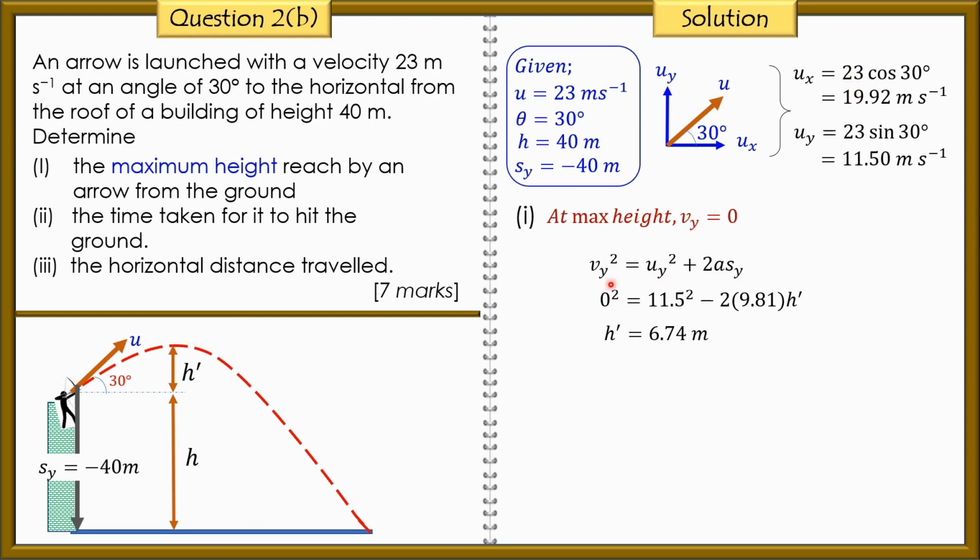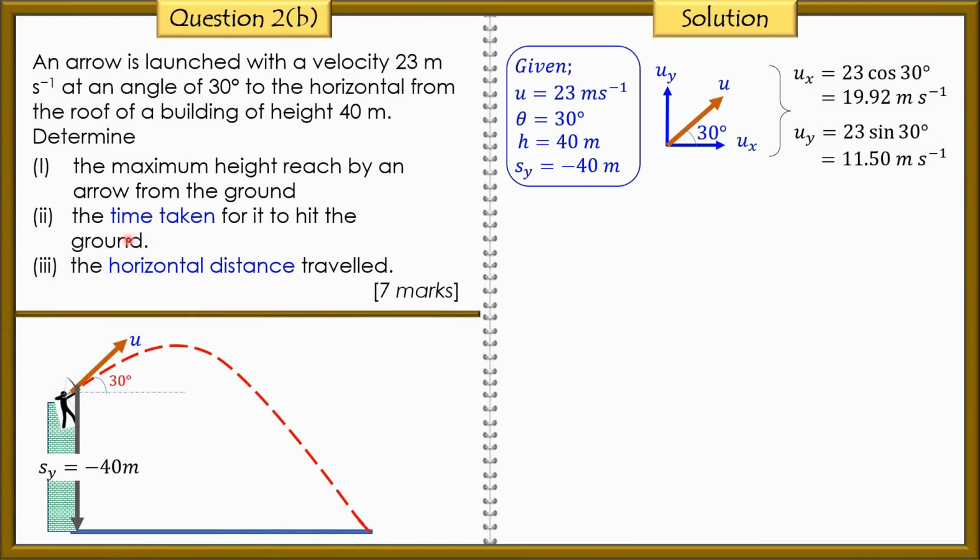Because we know Vy and we want to calculate h prime, we can use the equation Vy square equals Uy square plus 2 a Sy. Our Vy at maximum height is equal to 0. Uy that we calculated earlier is 11.5, squared, minus 2g times h prime. If you calculate, you will get that h prime is 6.74 meter. The question asks you to calculate the maximum height, so of course you need to add the height of the building, 40 meter. So you will get that the maximum height is 46.74 meter.